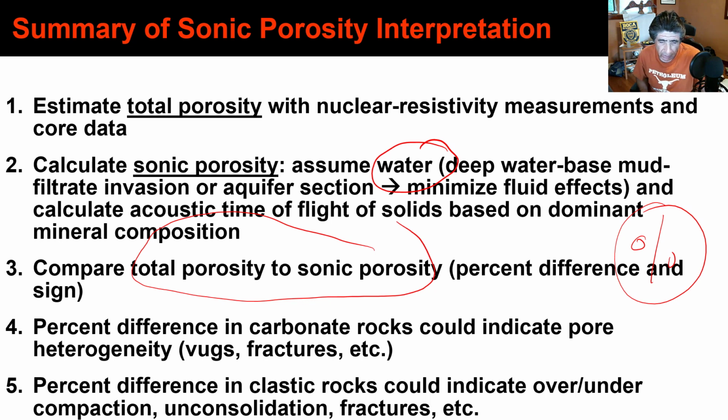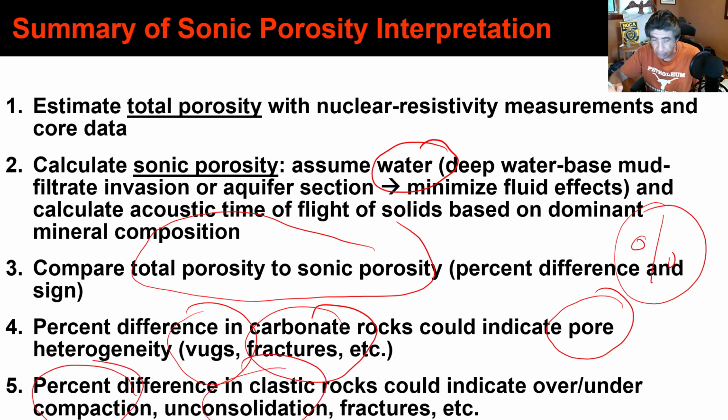And this is where things get interesting. It turns out that that difference in percent in carbonate rocks could indicate pore heterogeneity. That's important. It could also indicate that you have vugs, differences in the rigidity of the rock, fractures, for instance. All of that is possible. In clastic rocks, if you see a difference, it's not only that, it could also be compaction, unconsolidation, and many other things. So we have to use that difference in the percent sense to diagnose indirectly variations in the elastic properties of rocks.